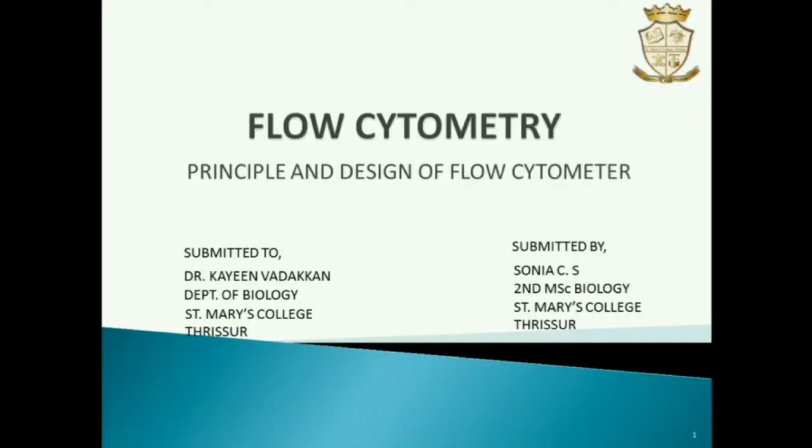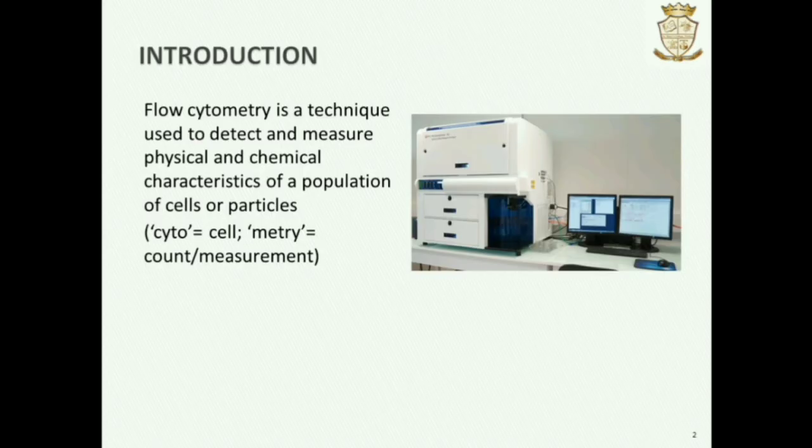Today we are going to discuss flow cytometry, principle and design of flow cytometer. Flow cytometry is a technique used to detect and measure physical and chemical characteristics of a population of cells or particles. Cyto means cell and metry means count or measurement.